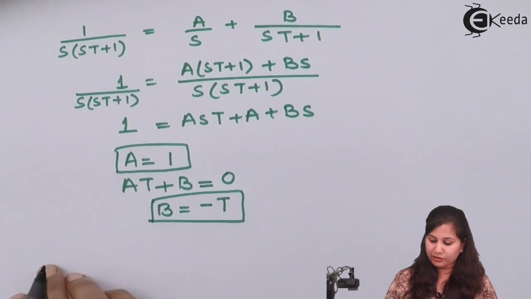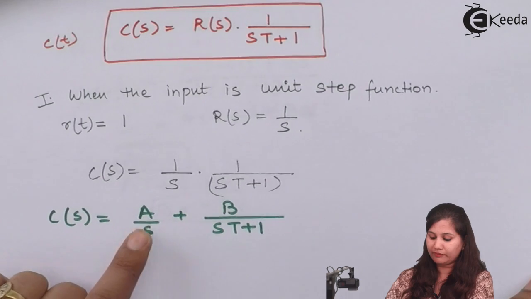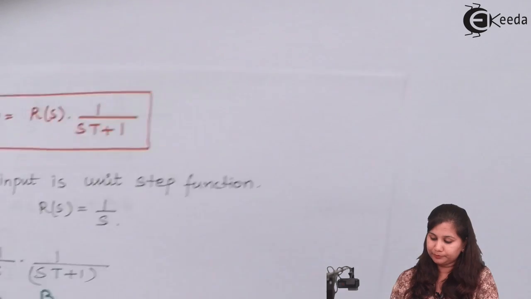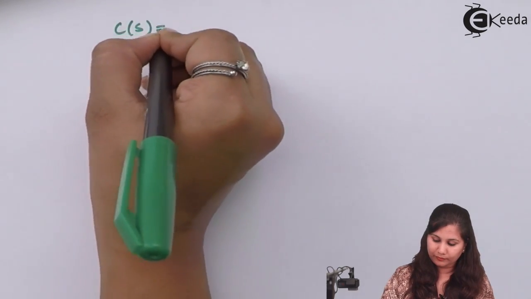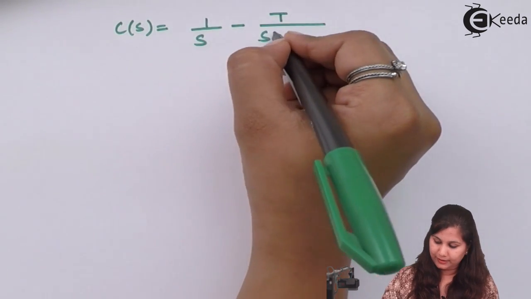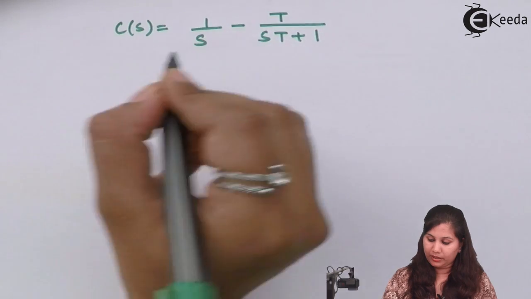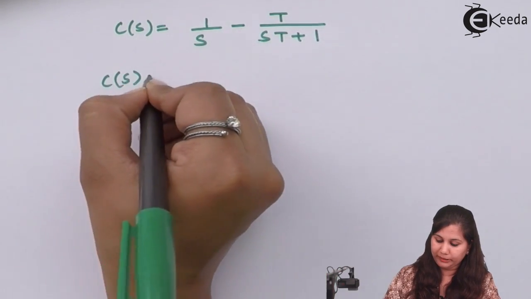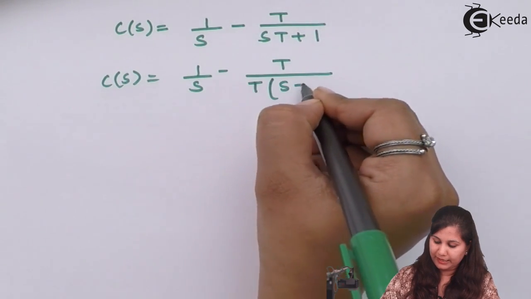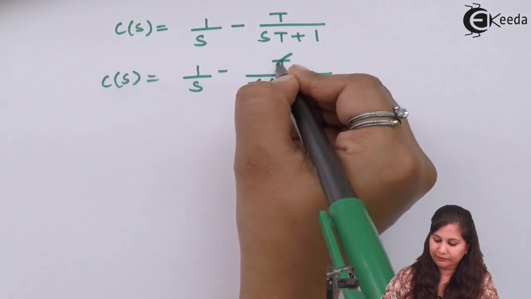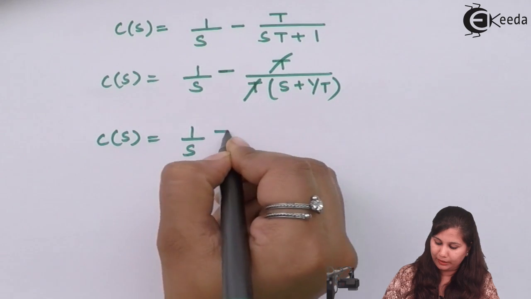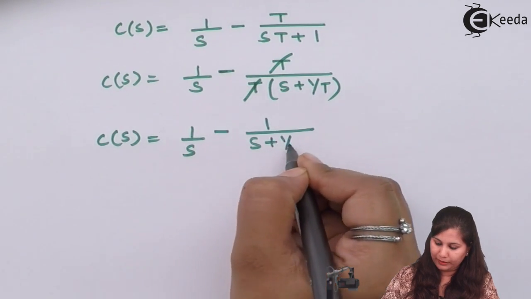So we can get the partial fractions of this C(s). Just put the value of a as 1 and b as minus T here. So C(s) will be equal to, a is 1, so 1 by s minus T upon sT plus 1. Now take T common from the denominator. This will be s plus 1 by T. T and T will be cancelled here. So we are left with C(s) equal to 1 by s minus 1 upon s plus 1 by T.